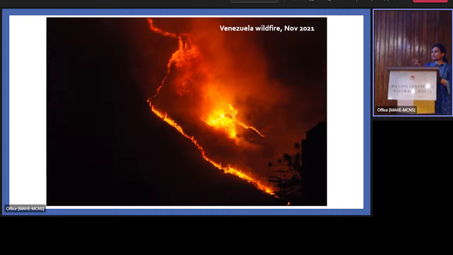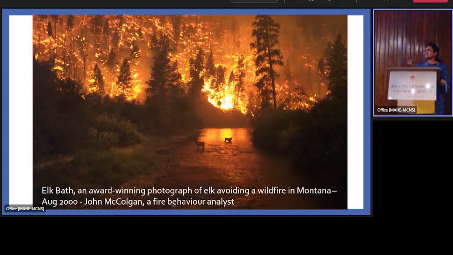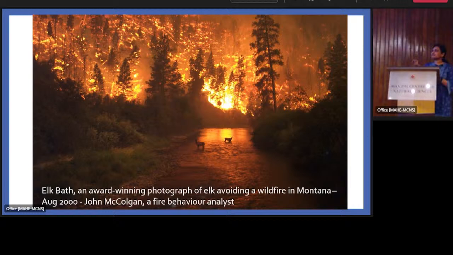There is one photo by a fire behavior analyst, John McColgan. He actually snapped this photo and it was an award winning photo where elk are barking, avoiding the wildfire. This wildfire in Montana occurred in August 2000. Very beautiful.